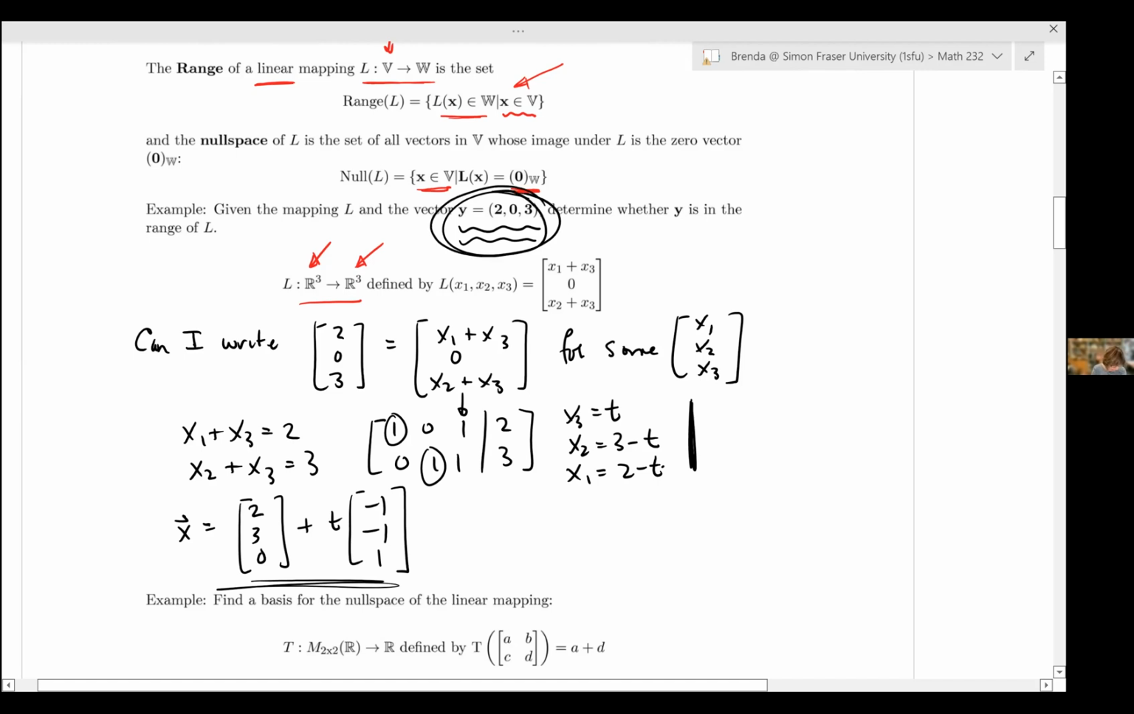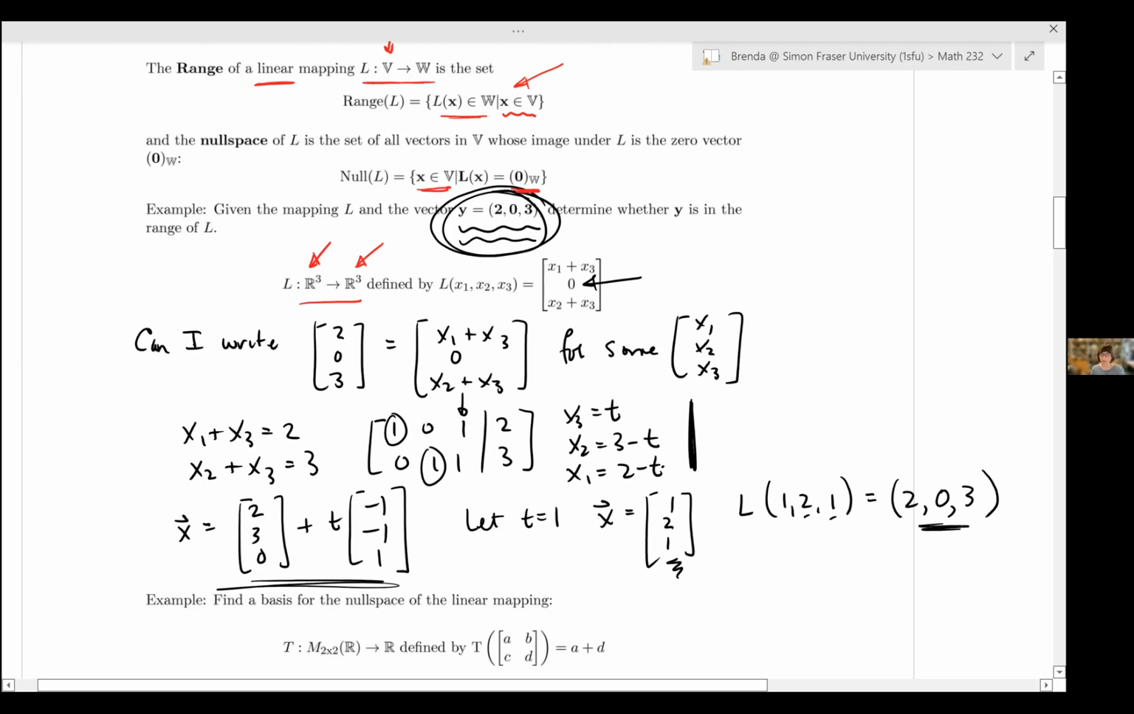So let's just check. We'll just let t equal 1, and that would give me an x equal to (1, 2, 1), and then let me apply the linear transformation to (1, 2, 1). What does my linear transformation do? It adds x1 and x3. That's 2. It doesn't do anything to the middle, just makes 0. That's this right here. And then the third component is computed x2 plus x3, that's 3. So this input vector right here gives me this output vector.